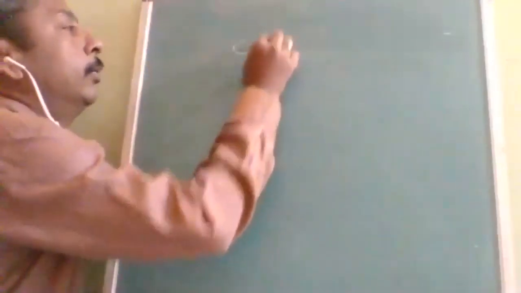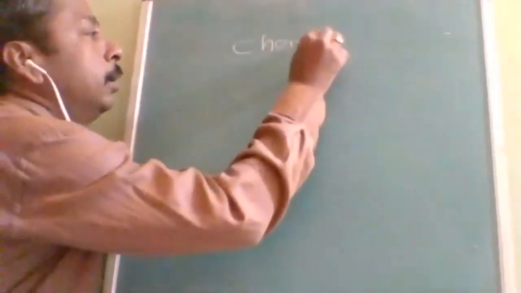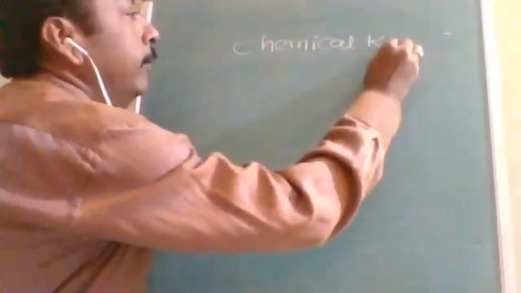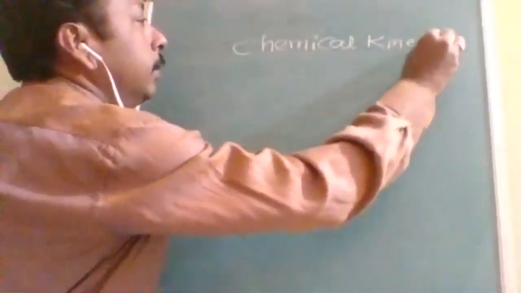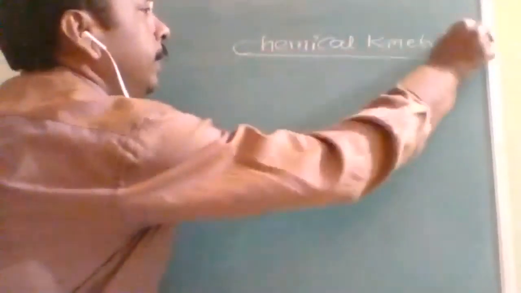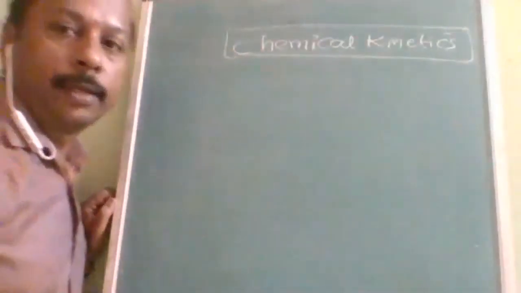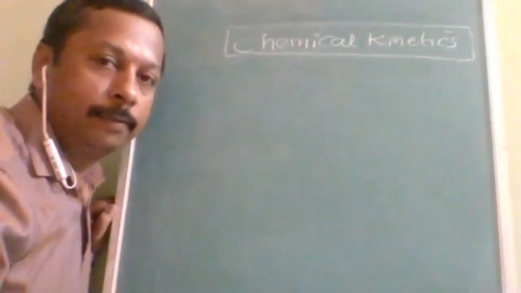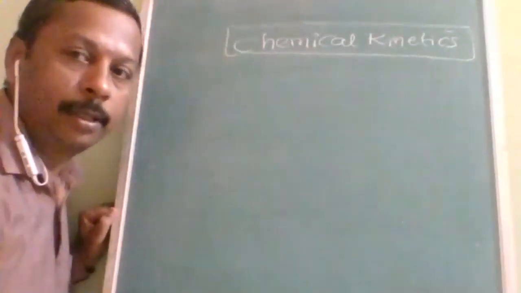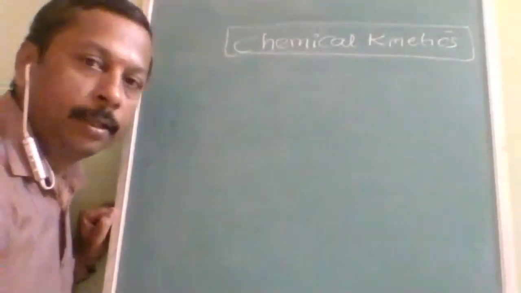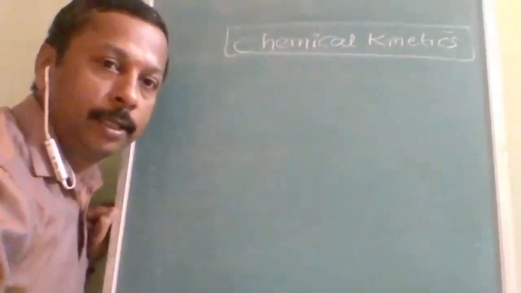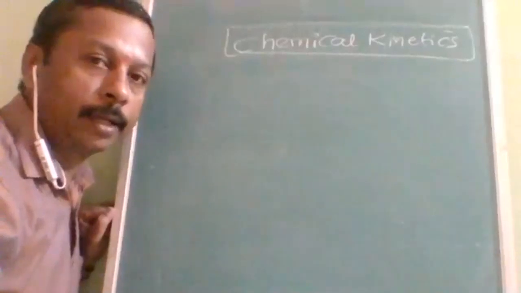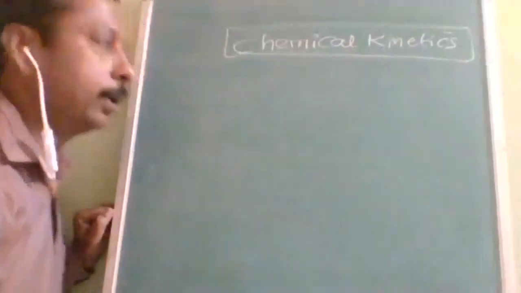Chemical kinetics. People sometimes feel confused. Is it physics or chemistry? Chemical kinetics is chemistry only, but we are studying kinetics for the chemical reactions. We are going to study the kinetics of chemical reactions, not anything else. So the kinetics of chemical reactions is called chemical kinetics.